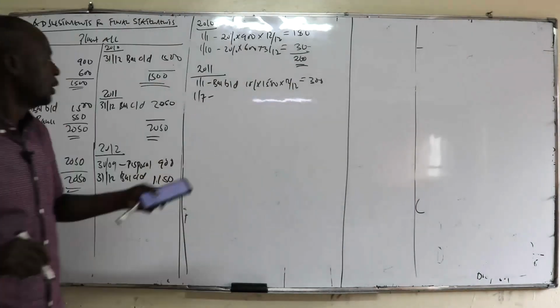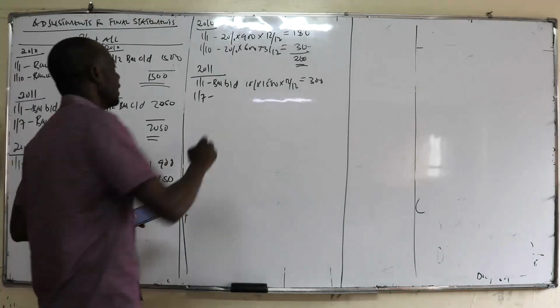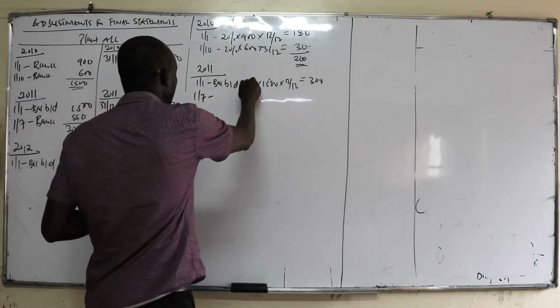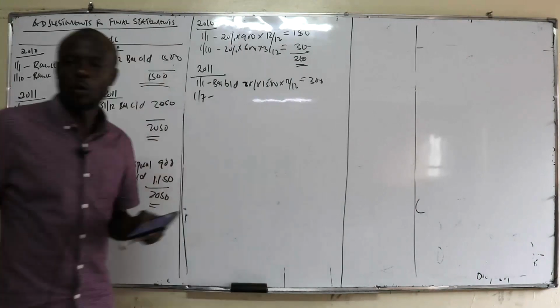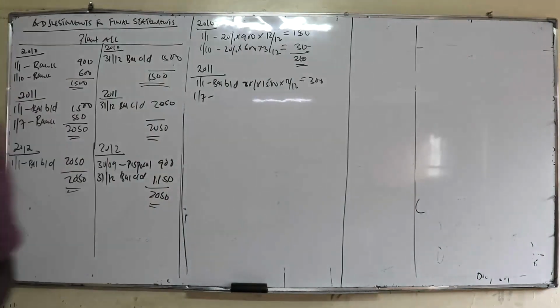So that balance, we're going to charge 20%. The balance that came from 2010 is going to be available throughout the year 2011, so that one is going to be charged 20% for the whole year, which is going to generate around 300 as depreciation for that particular year. Provided the asset is available, you charge depreciation for the whole year.